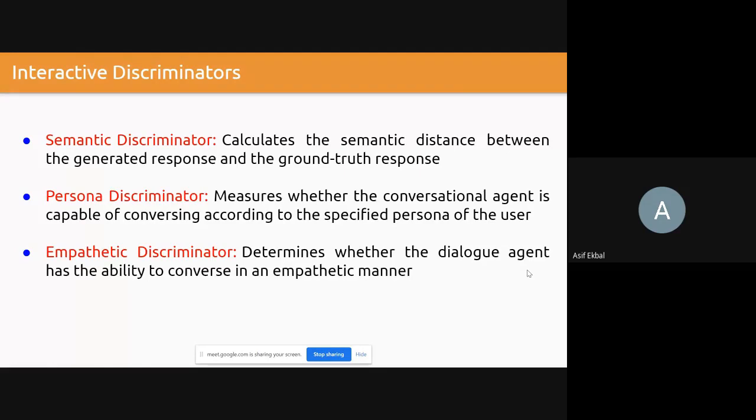Then there is the persona discriminator, and the persona discriminator will always try to guide that if the current input utterance is related to person 1, it will try to ensure that your agent should be able to converse as per the persona of person 1 and not person 2. That is the task of the persona discriminator. And the empathetic discriminator will ensure you converse in an empathetic manner.